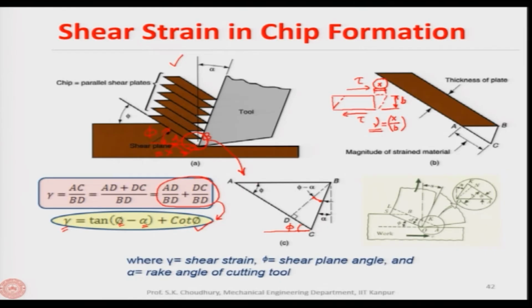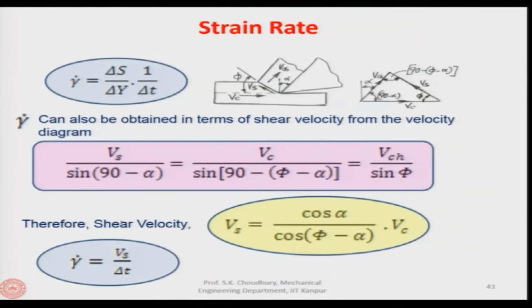Now, let us see how strain rate can be found out. Strain rate has a time component. So, strain rate is delta S by delta Y.